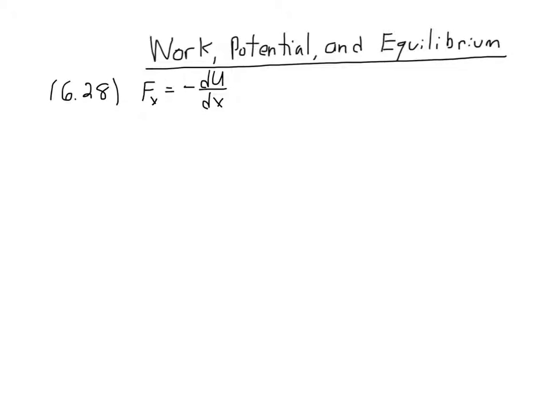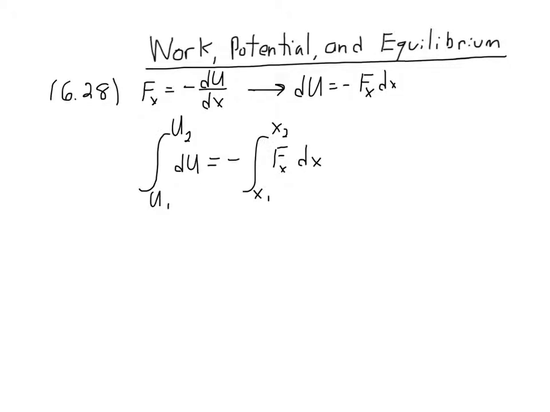So the starting point is going to be equation 6.28, which gives the force in the x direction as the negative derivative of the potential with respect to x. So the first thing I want to do is just rearrange that, so I have dU, and then I want to integrate that. And then we get something like this, which is just integrating from the initial potential to the final potential when it goes from x1 to x2. This thing, of course, if you did the fundamental theorem of calculus, is just delta U.